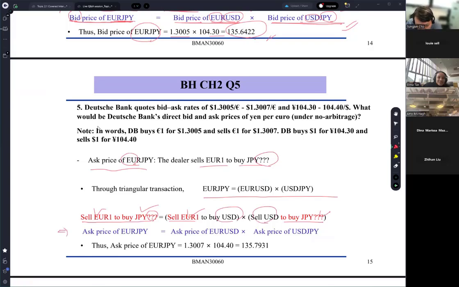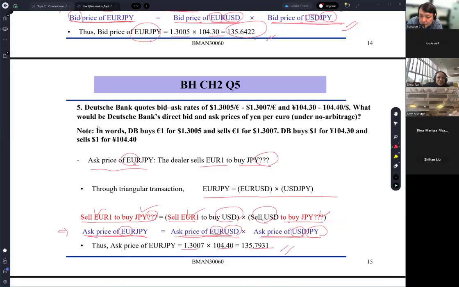So when dealers sell €1 to buy Japanese yen, they're gonna use this price, the ask price of the currency in the denominator. When they sell €1 to buy dollar, they're gonna use this one, the ask price of USD. They sell €1 to get a dollar amount. When they sell dollar to buy Japanese yen, they're gonna use this price. They sell $1 to get Japanese yen at the ask price of this one. So the ask price of this one is just this one times this one.